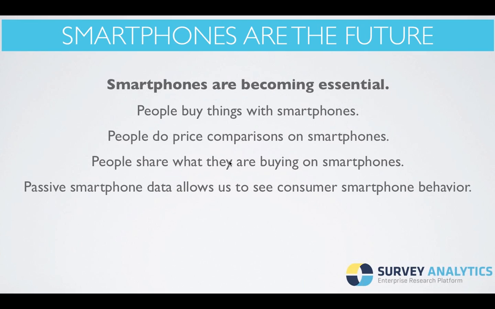In summary, it's very clear to us that smartphones are the future. They're becoming essential to everybody. I saw one survey recently saying that people would rather not wash than have their smartphone taken away from them. I think I'd just get a waterproof smartphone in that particular situation. People buy things with smartphones. People do price comparisons, as I said before, with Shop Savvy. People share what they're buying on their smartphones via social networks. Passive smartphone data will increasingly allow us to see consumer smartphone behavior in an objective fashion.